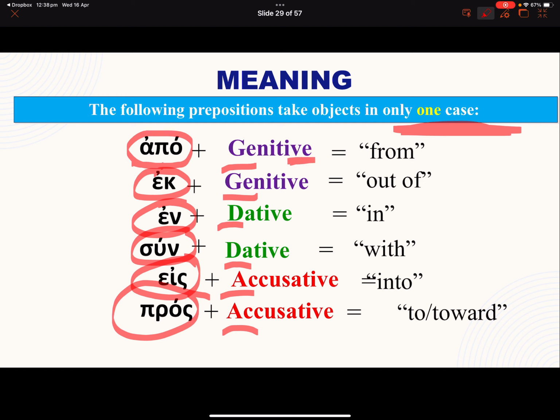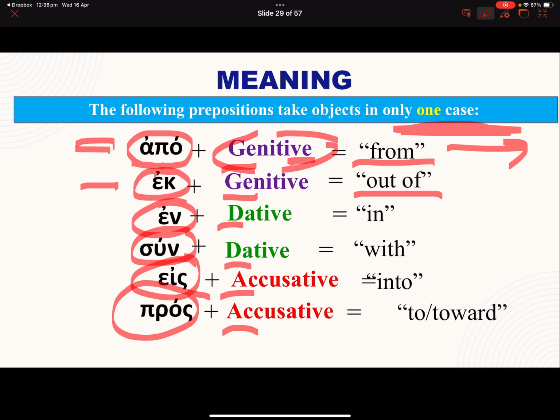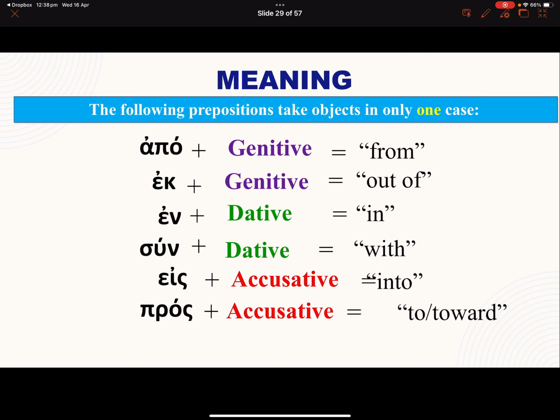So that makes it quite easy because when you learn apo, you really only need to learn one meaning for this word. Apo, always followed by the genitive, and it means from or away from. Ek, always followed by the genitive, it means out or out of. En, always followed by the dative, it means in. It can also mean sort of in, by, with. It can have quite a large semantic range, and so forth. Sun, always followed by the dative, means with. Eis, always followed by the accusative, means into. And pros, always followed by the accusative, means to or towards.